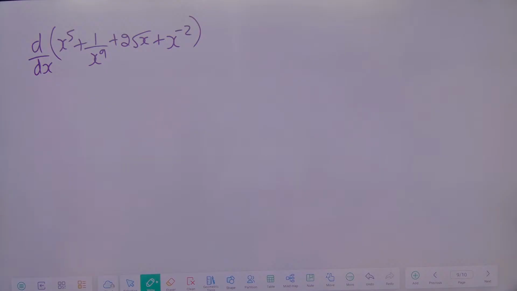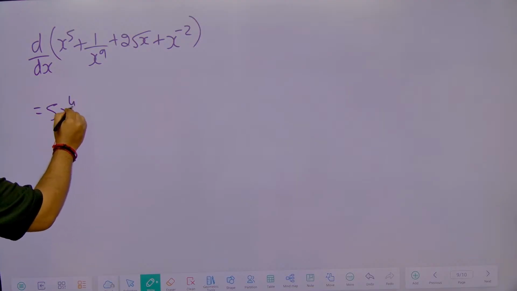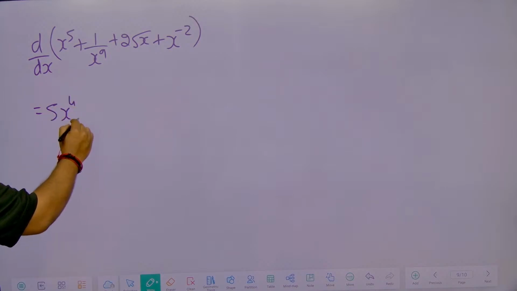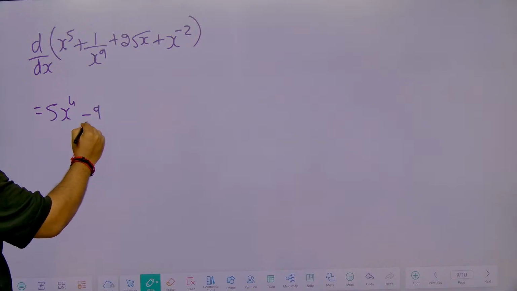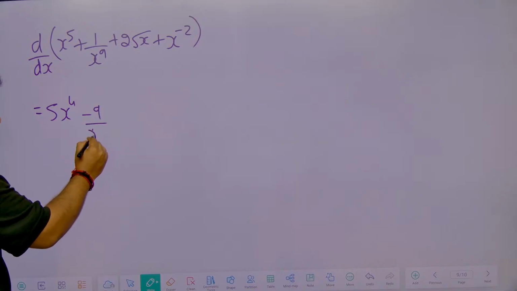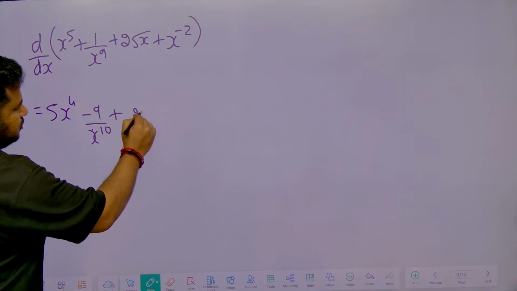Okay, listen, x to the power of 5 is simple. You will bring 5 down and write x to the power of 4. For 1 by x to the power of 9, you will take the 9 up, and it will become minus 9 by x to the power of 10. This is what we will get. Next, 2 root of x. The derivative of root x is 1 by 2 root x, I told you. So 2 you keep as it is.